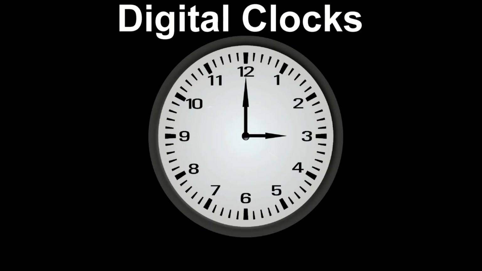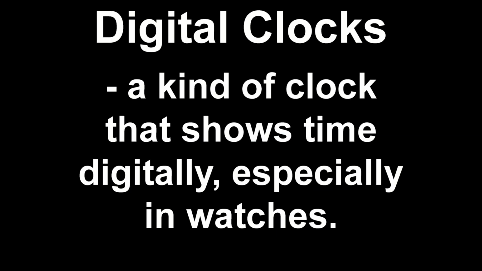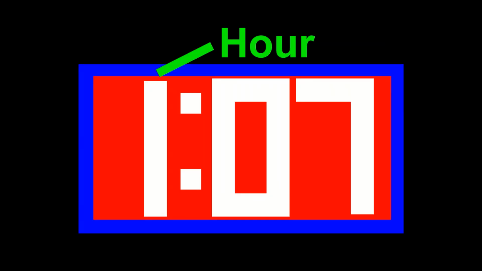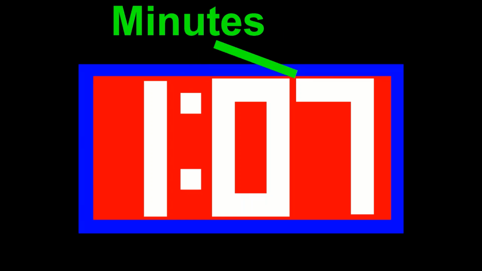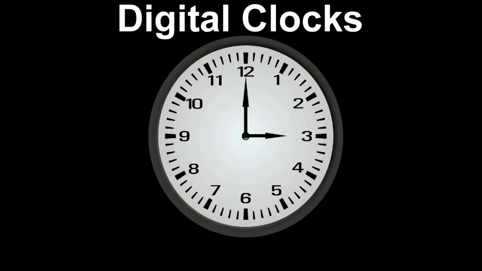Now, let's learn about digital clocks. A digital clock is a special kind of clock that tells time digitally, especially in watches. Let's take a look at the parts of a digital clock. The first number is called the hour. The hour comes before these 2 little dots, known as a colon. After the colon comes the last 2 numbers, called minutes. Let's look at these times. Say them with me.